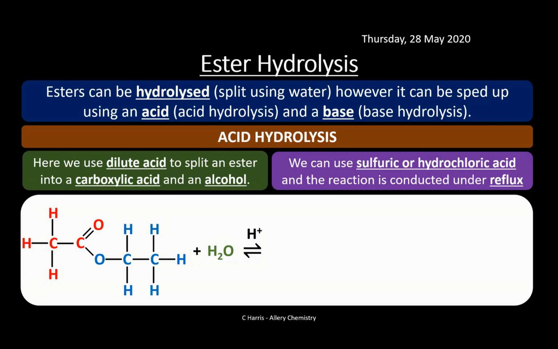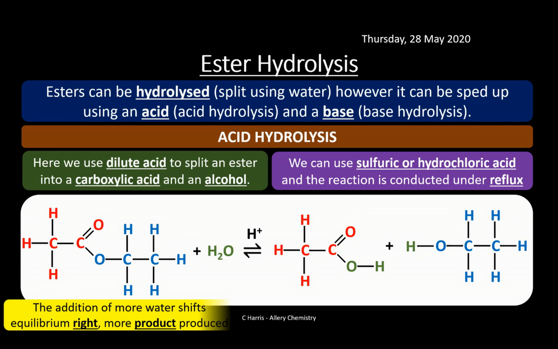Okay, and we've got our water here, and it's all dissolved in an acidic solution, so it's in equilibrium. So this is going to form our carboxylic acid, which is there, and you can see the OH has come from the water, and then it's going to form our alcohol, and the hydrogen, as you can see, has also come from the water. So because all of this is in equilibrium, if we add more water to this side here, then more product is actually produced. We produce a lot more of this. So it forces equilibrium to the right if we add more water to this reaction here.